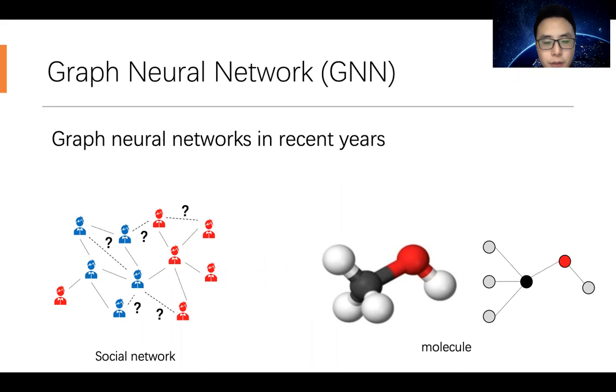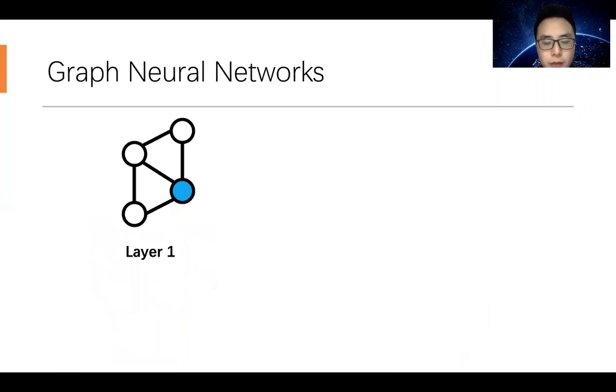For example, it can be used to predict the relationship between two users in a social network or to determine the similarity between two molecules. GNN is a kind of neural network. Now let me introduce how to train a GNN.